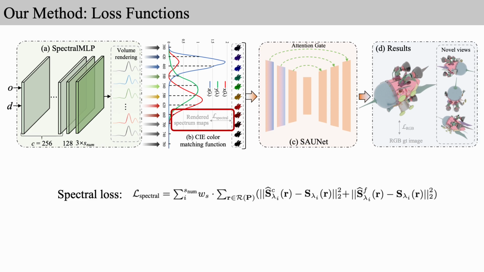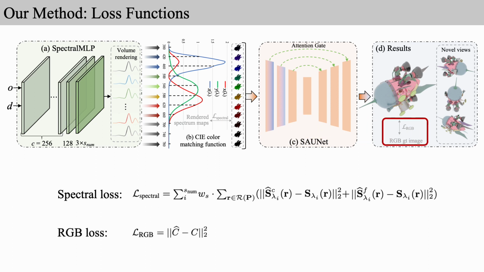The spectral MLP involves spectral color transformations, and the SAU-net imitates integral operations for spectrum maps. The objective function includes the following two items. The first one is the spectral loss, which pushes the spectral MLP to produce desired spectrum maps. Similar to NeRF, we simultaneously optimize a coarse model and a fine model. The second one is the RGB reconstruction loss, which optimizes the SAU-net to generate high-quality RGB images.